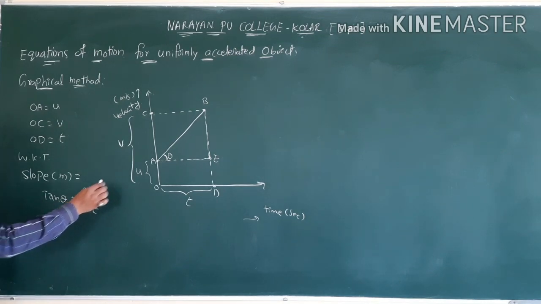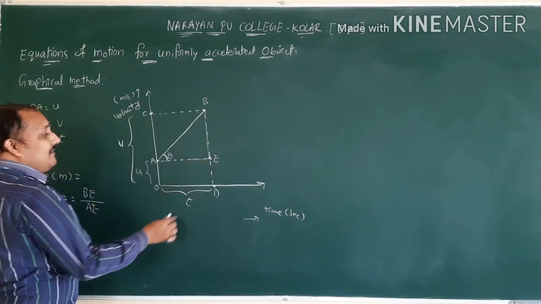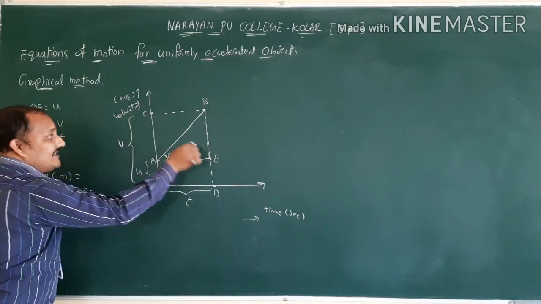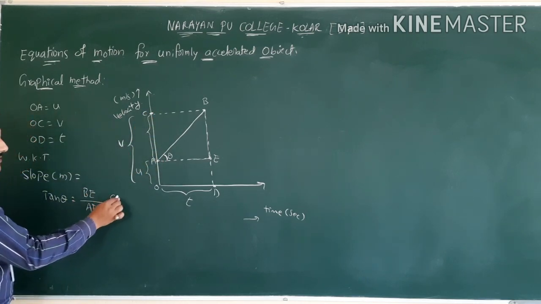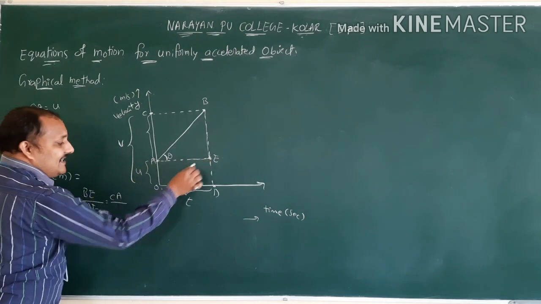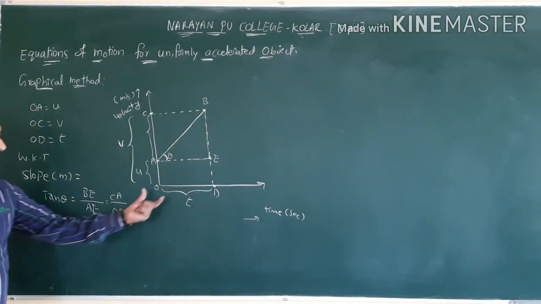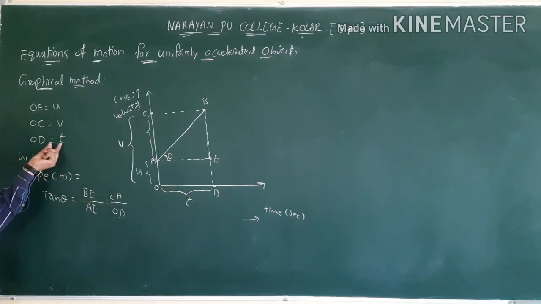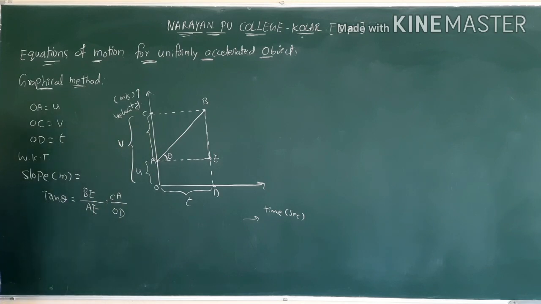Now what is BE? From this diagram, we want BE. Here, BE is equal to CA. And AE is equal to OD, both will be the same. Already we came to know OD is nothing but t. Now we should find CA. From the graph, what is CA?